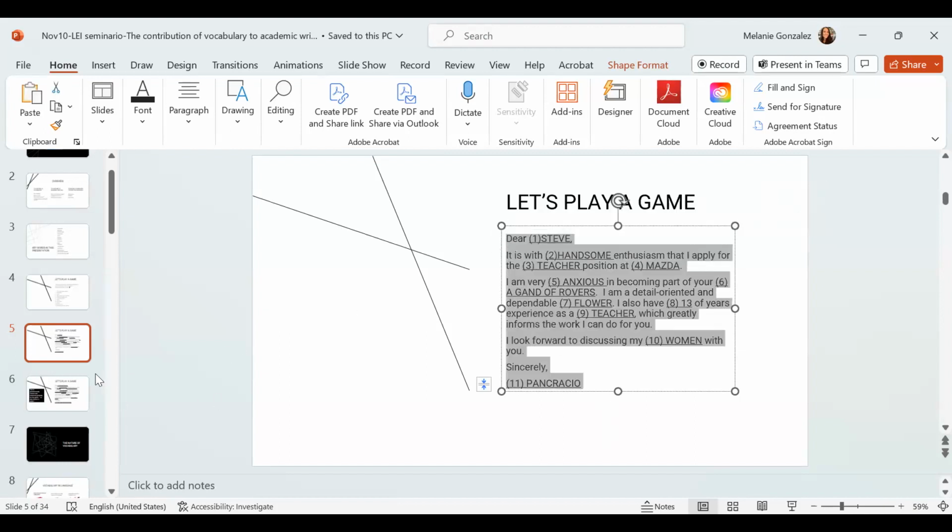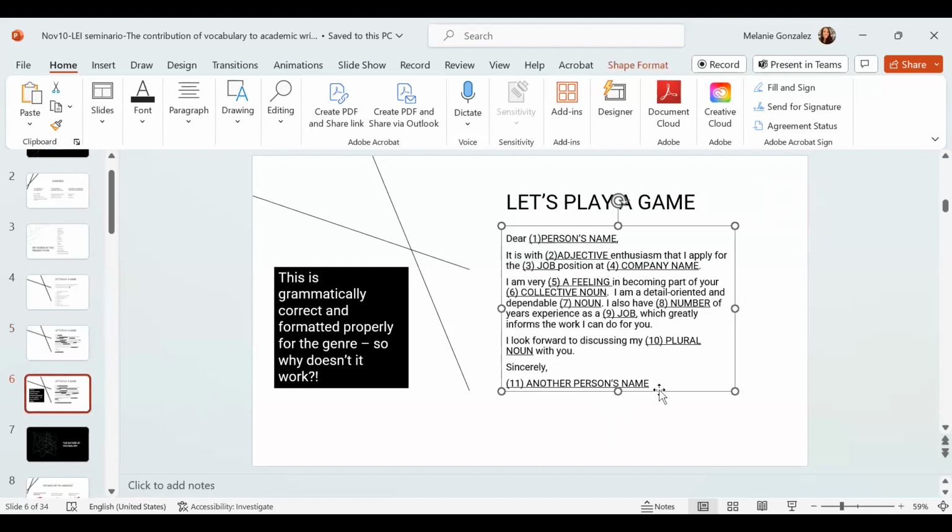Does anyone know what kind of writing this is? It's academic writing. It's a cover letter, right? For a job. You would write a cover letter for a job. So this is actually grammatically correct, but why does it sound kind of funny? If we read it out loud: dear Steve, it is with handsome enthusiasm that I apply for the teacher position at Mazda. Are there teachers at Mazda? Maybe corporate training, right? I'm very anxious and becoming part of your gang of rovers.